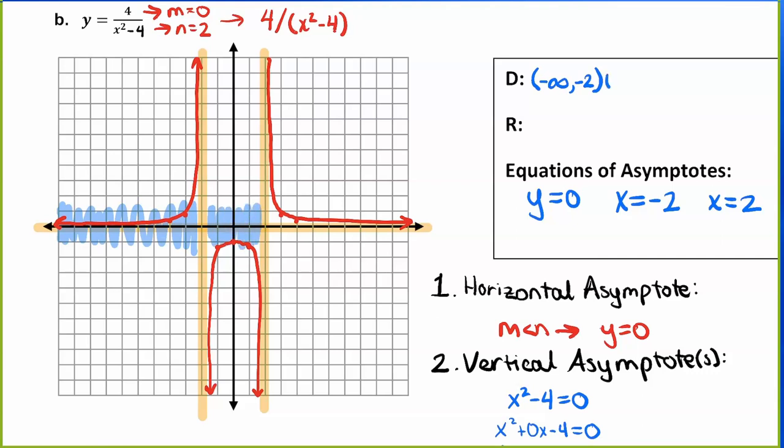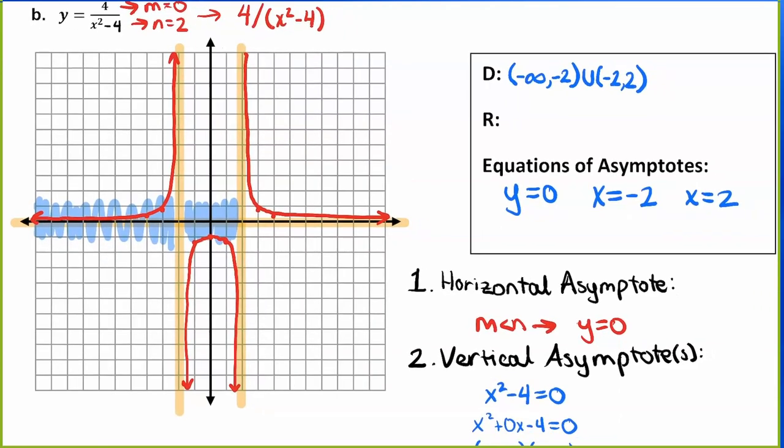So we have a union, -2 up to +2. And then finally we go from +2 up to positive infinity. So another union, +2 up to infinity. Pretty good.